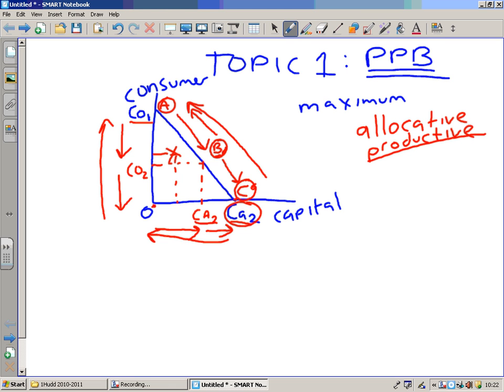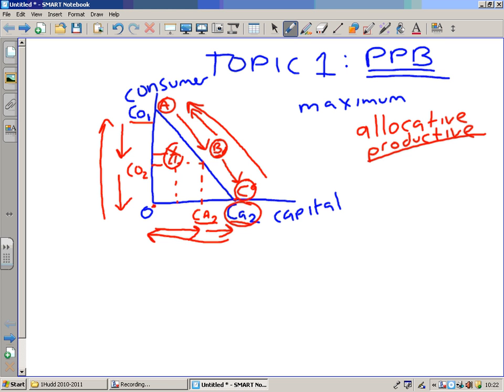Productive efficiency. What we mean by this is that all of our factors of production are being used in the most efficient way possible. So in other words, we are producing at lowest average total cost. We cannot get any more efficient than that. And again, that occurs on the blue production possibility boundary line.